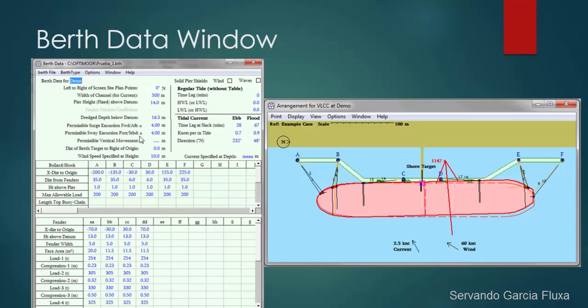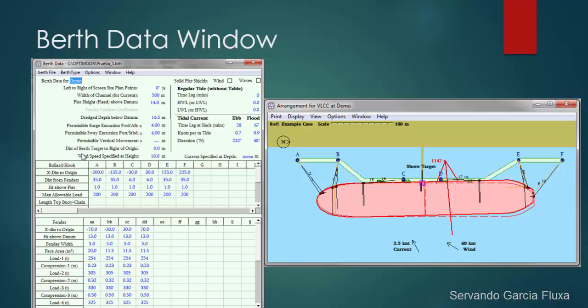Then what you define is the permissible surge excursion, or the permissible sway excursion. So here you define the maximum allowable movement of your ship. Also, you can define the permissible vertical movement, the maximum. So if by chance your sea conditions or your load conditions make your vessel move more than these distances that you have defined here, the program is going to issue a warning, so you will know that something wrong is happening.